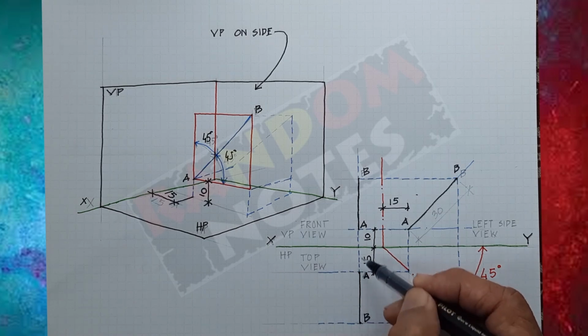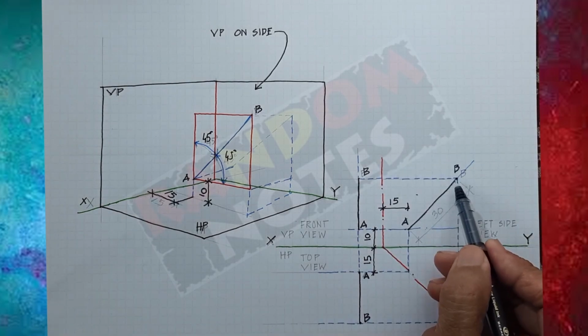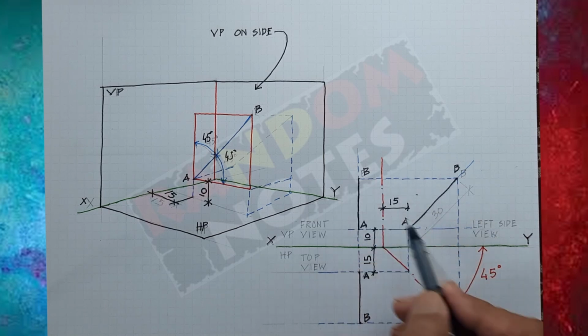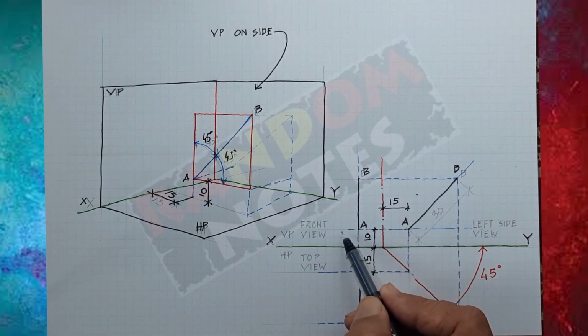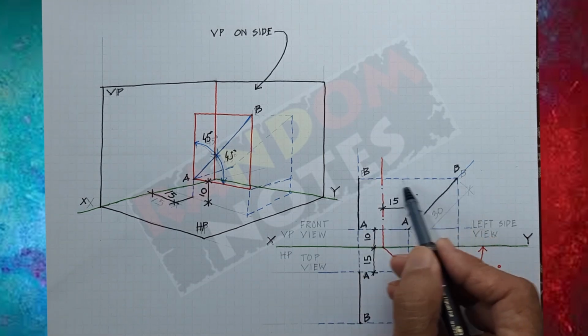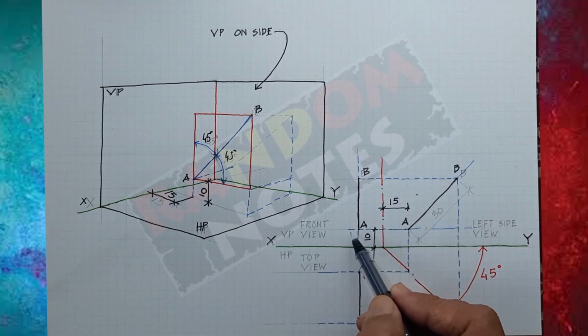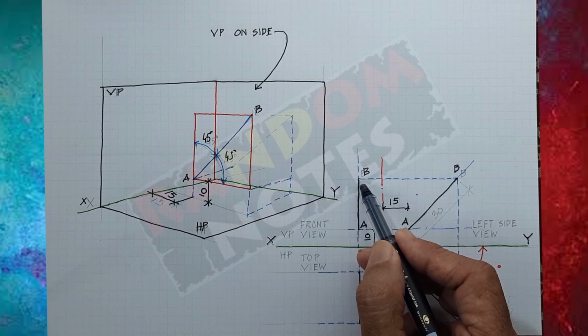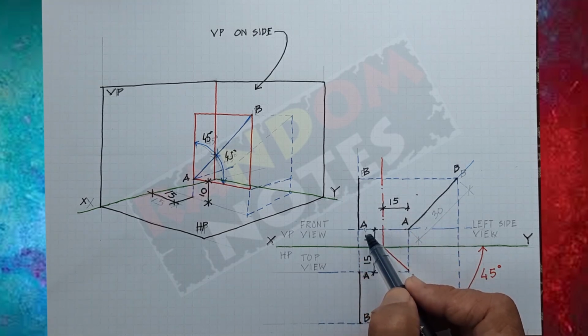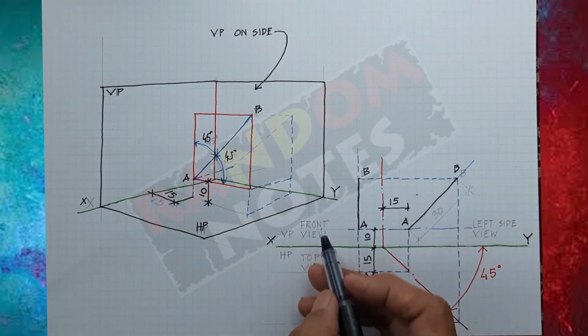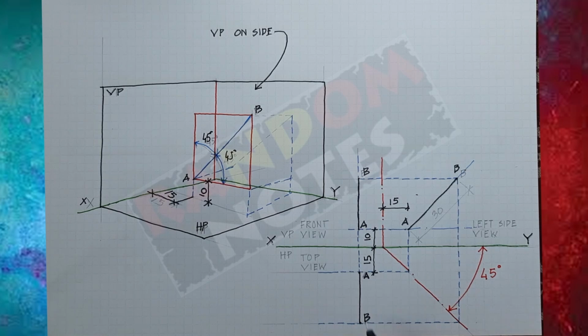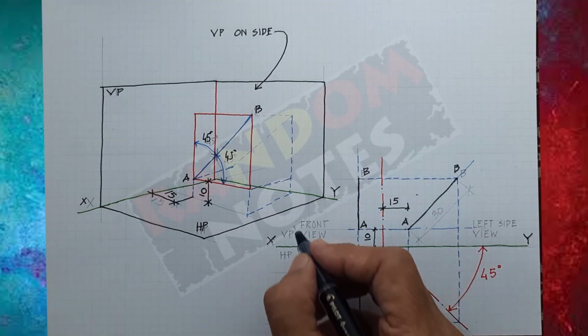From here I took projection up, and from here I took projection on this side, and from point A I took the projection on this side. Wherever this line cut the blue line, I got point B. Wherever this line cut the blue line, I got point A. Joining these two, I got the line AB in the front view, line AB in the top view, line AB in the left side view.